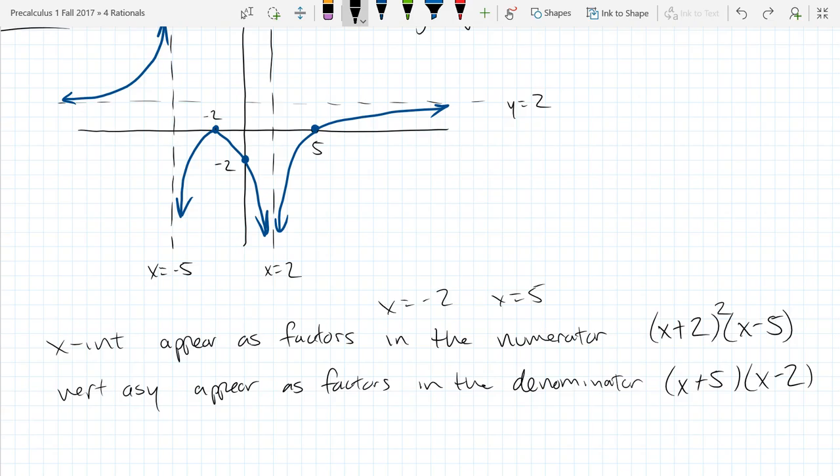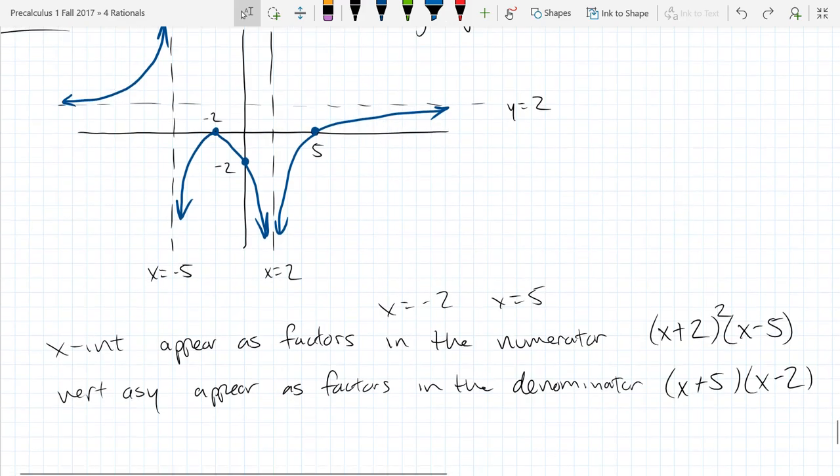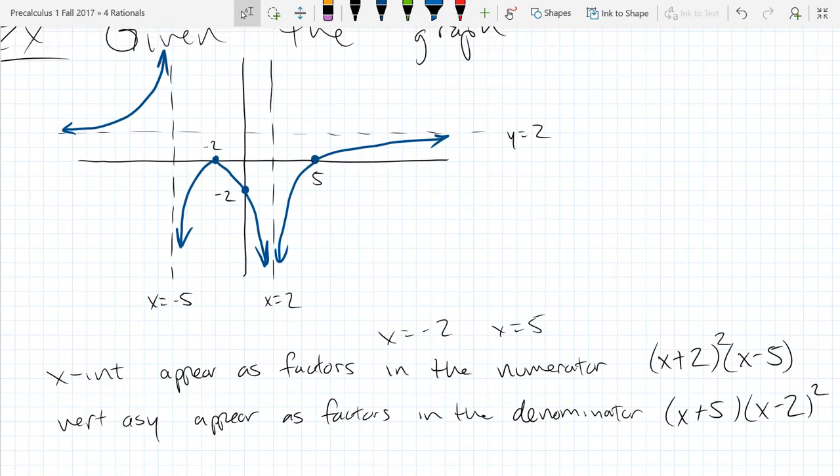Which one has an even power? It would be x plus 5. So which one has an even power? So I'm looking for bouncing. So that's the x minus 2 factor. So x equals negative 5 is going to be a cross. So it can either be a first, third, fifth, or any odd power.